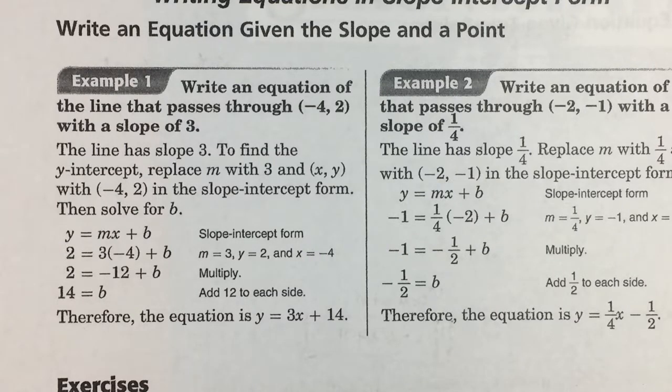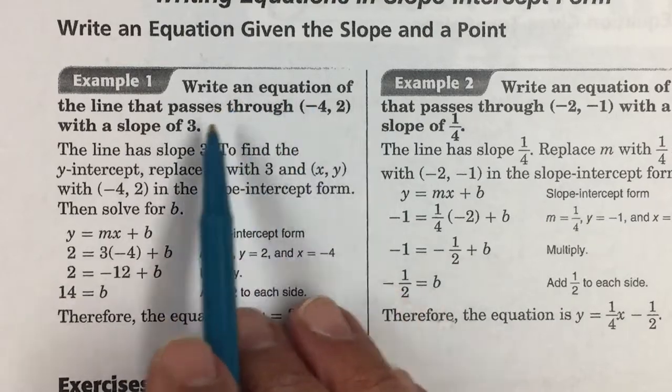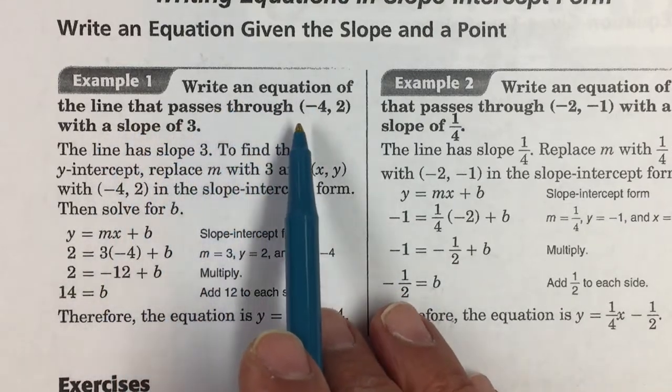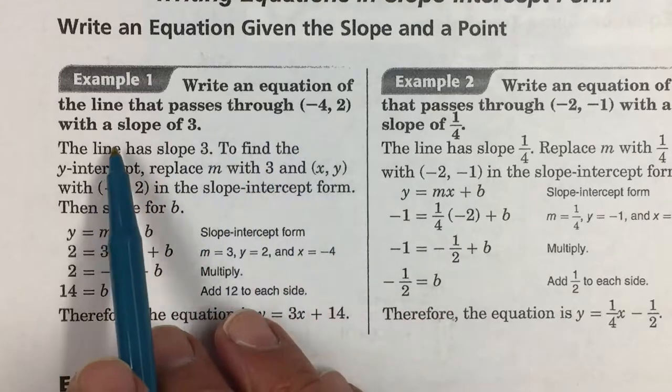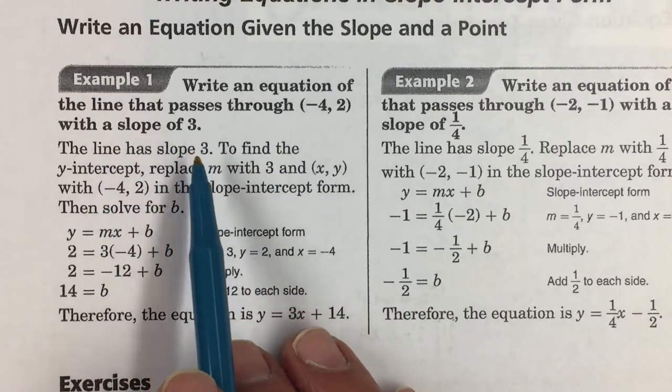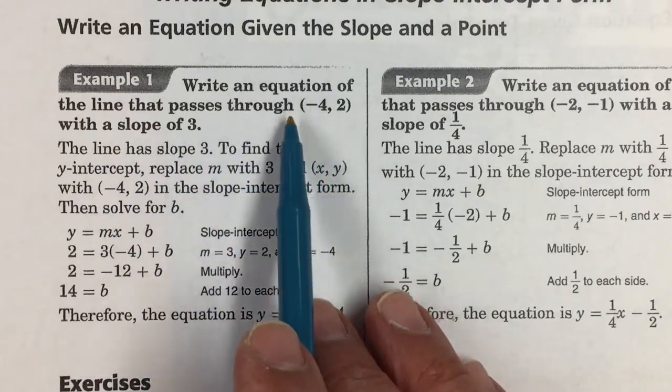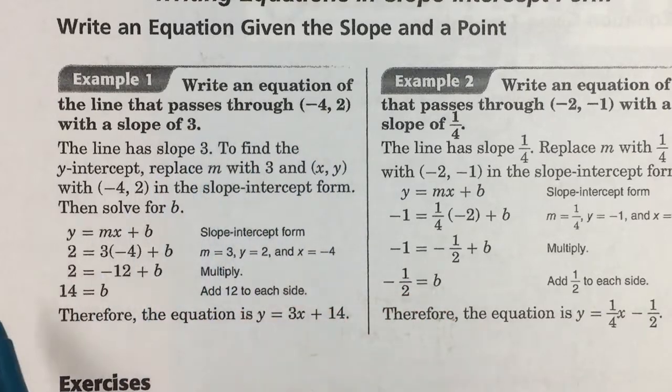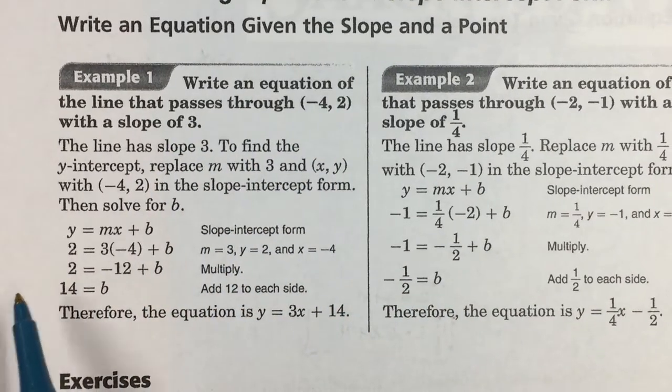Okay, let's write an equation given the slope and a point. In example 1, we see: write an equation of the line that passes through the point (-4, 2) with the slope of 3. So the information we have is that it passes through this point and has a slope equal to 3. So what do we do?